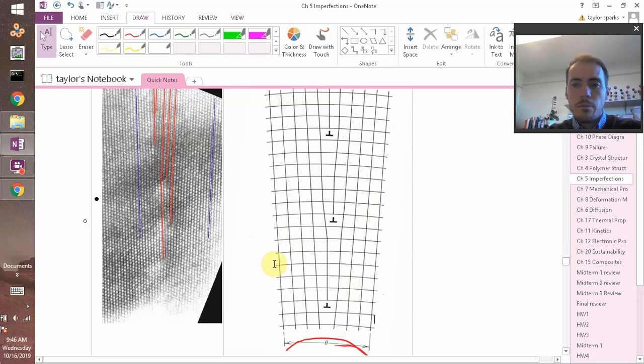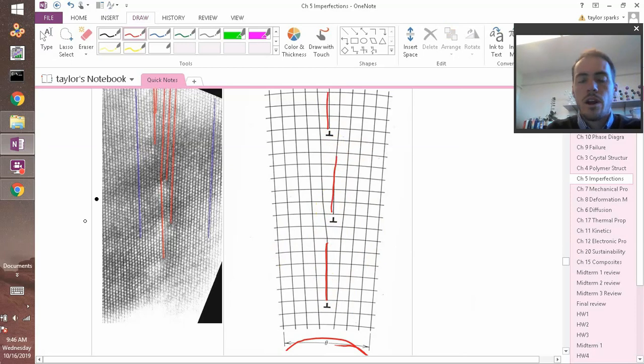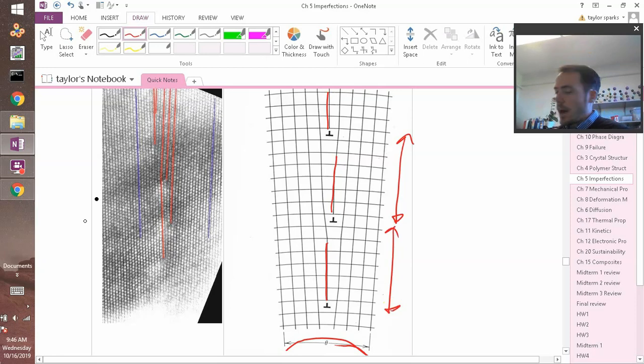And low angle grain boundaries, we can think of them as just a series of dislocations separated from one another. Can you see them in this picture? That in order to achieve a low angle grain boundary, what you need is some additional half rows of atoms, right? This extra half row, this extra half row, this extra half row. And so you end up with this separation distance between these dislocations. You can think of a low angle grain boundary as a series of stacked dislocations along that grain boundary.